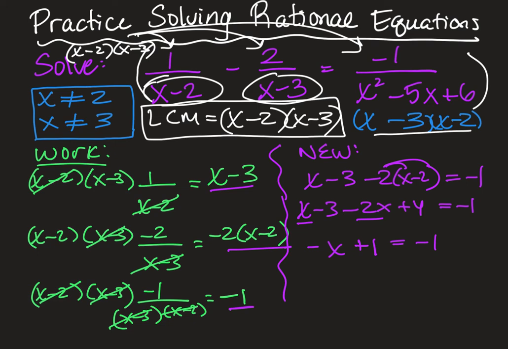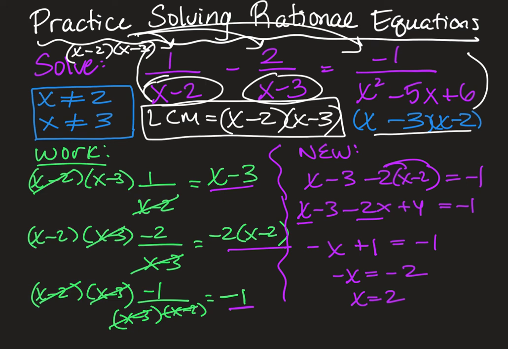I'm going to keep solving by bringing over my 1. And I'm going to divide out that negative 1, so I get x to be 2. So now look back up at the beginning, right? Look back up at that blue box that we did. So we said x is not allowed to be 2 or not allowed to be 3.